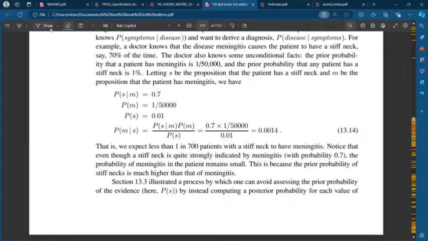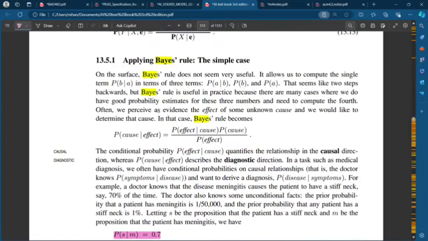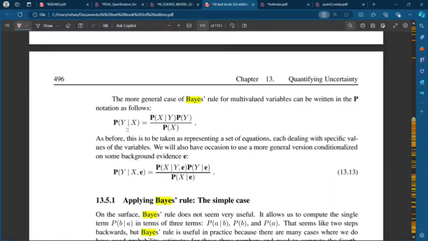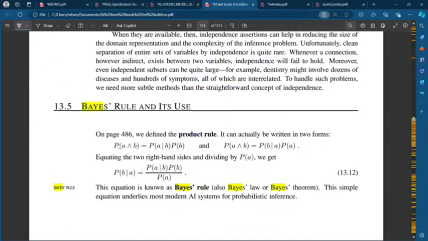What's the problem with this? Okay, till here. Now see here, we'll read this once. On the surface, Bayes rule does not seem very useful, because they are giving this kind of normal thing. It's very simple.